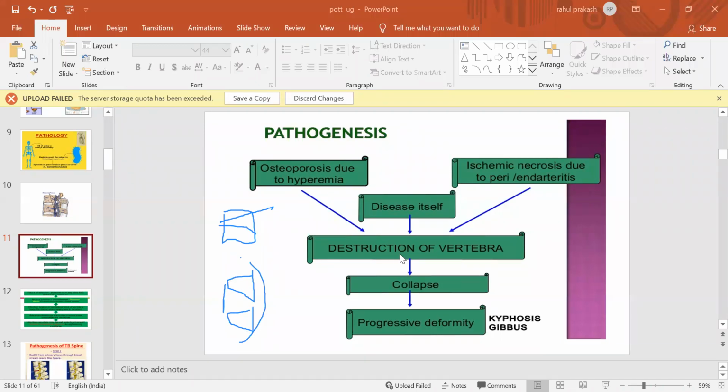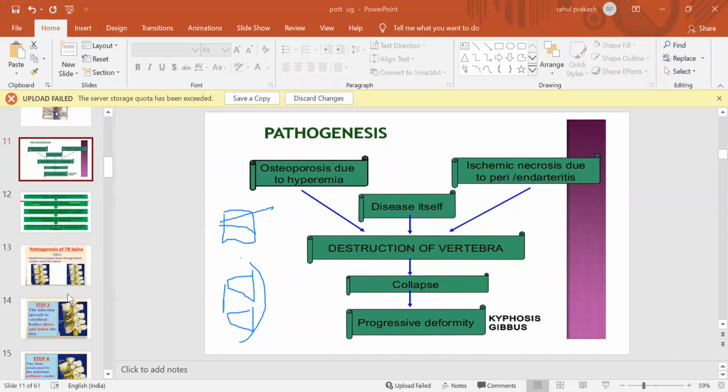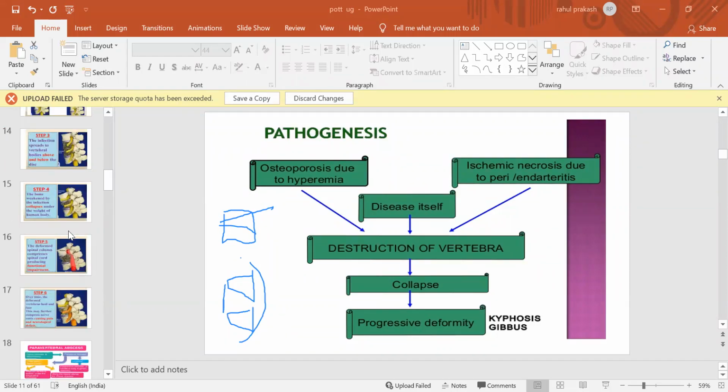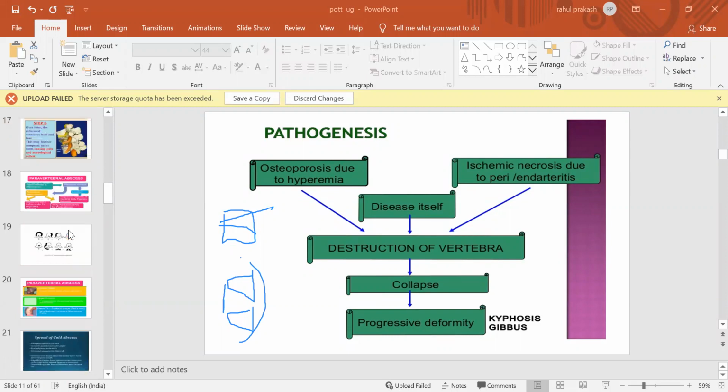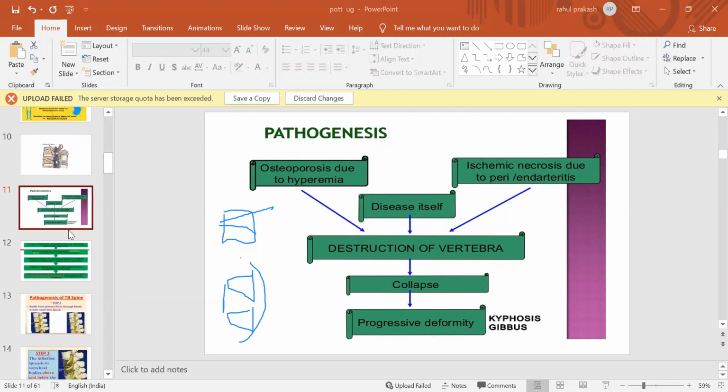Just remember, whenever TB enters the body, it starts destroying the bones. Once the bone is destroyed, the anterior part starts collapsing. When it collapses, there is a deformity. I will show you the next thing. Where is the collapsed vertebra? I will go forward and then I will tell you.